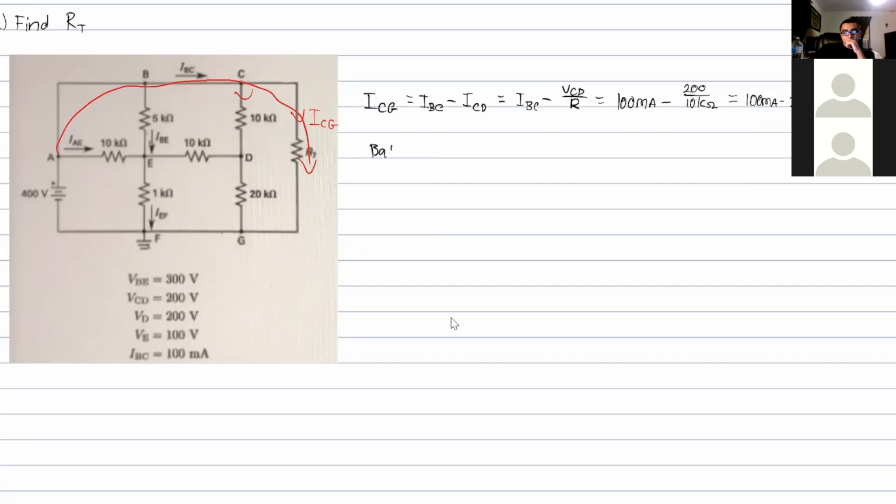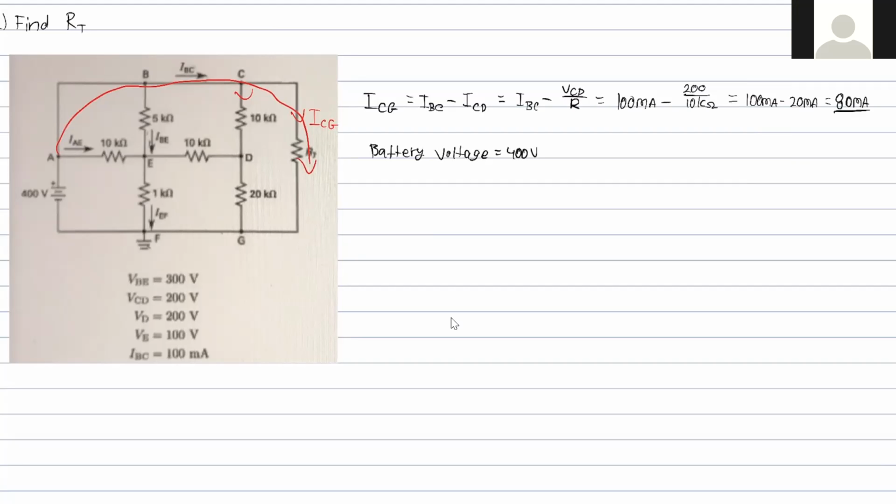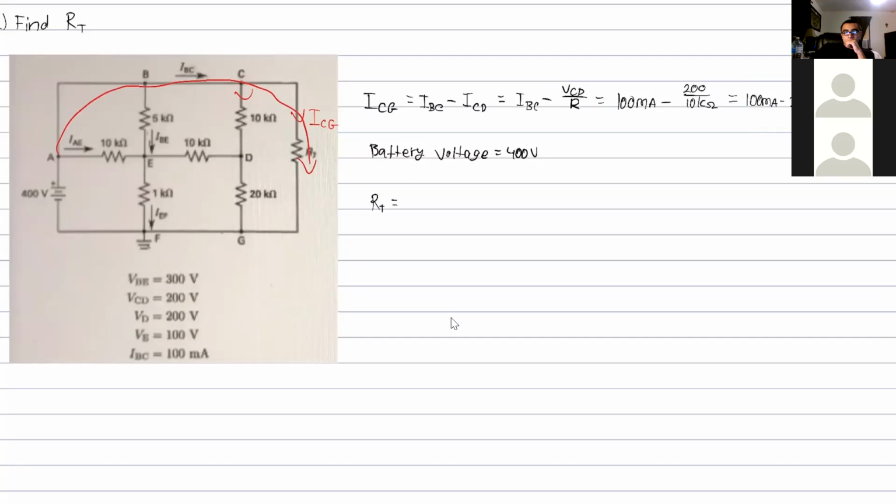All right, so our battery voltage is equal to 400 volts. So the value for our output resistance is going to be that battery voltage divided by that current flowing through it that we just found. So it should be 400 volts divided by 80 milliamps. That should give us a value of 5,000 ohms, which is equivalent to 5 kilo ohms.